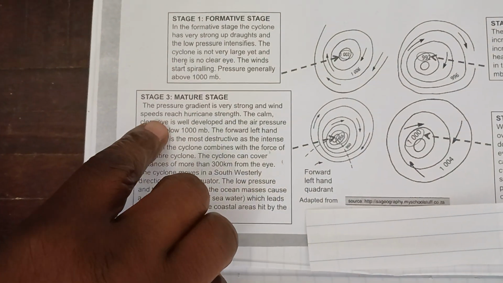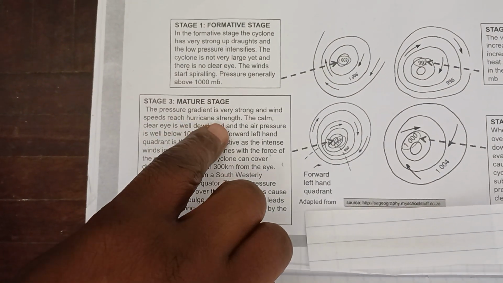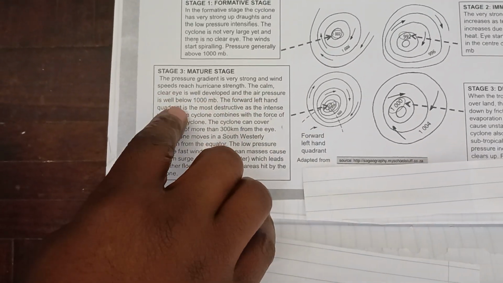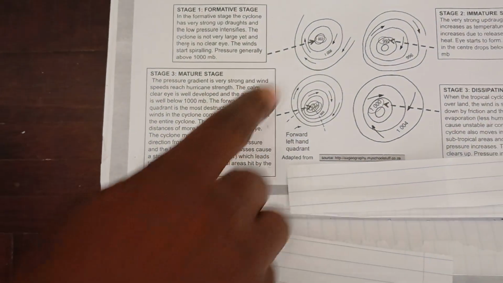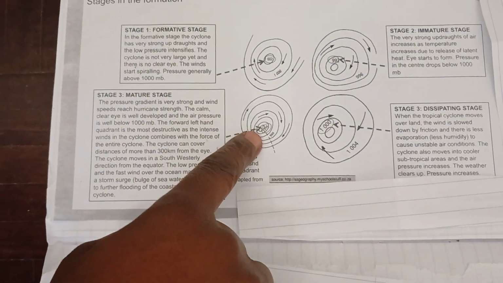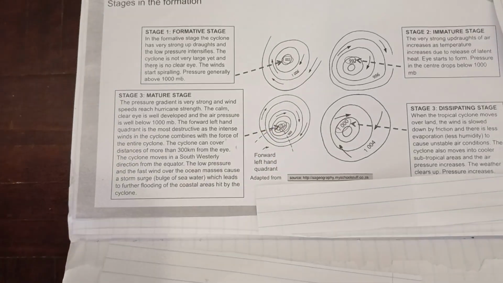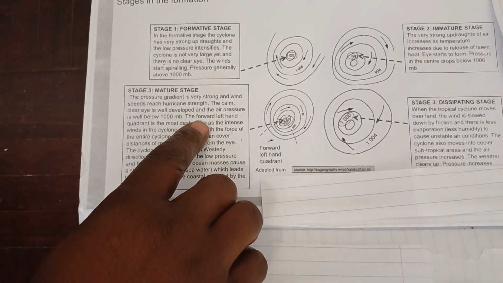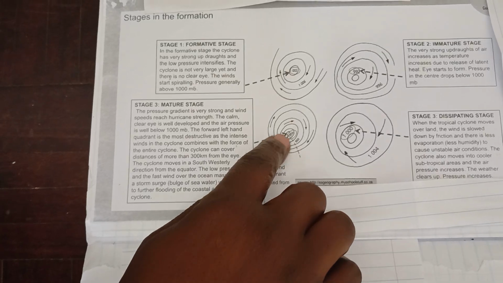The wind speeds reach hurricane strength. The calm, clear eye is well developed, and the air pressure is well below. Here we have said it's above, here it's below. Now here it's well below. You can see it's around 956. It's well below. Okay. The forward left quadrant, we are referring to this.